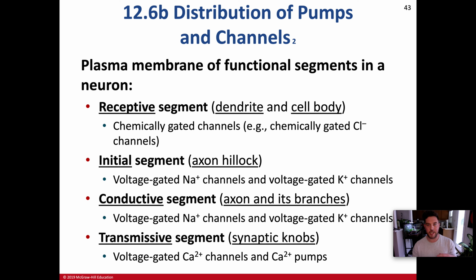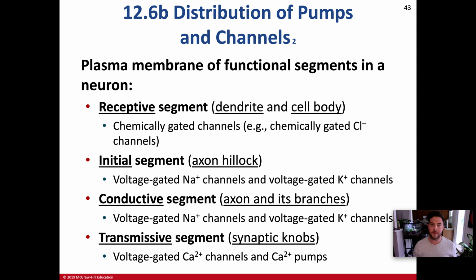The next part is the initial segment, so that's the axon hillock. Between the cell body and the axon, you have that little portion called the axon hillock. That has voltage-gated sodium and potassium channels. The conductive segment also has voltage-gated sodium and potassium channels. The conductive segment is exactly what it sounds like. It is the length of the axon. It's conducting that signal down the axon.